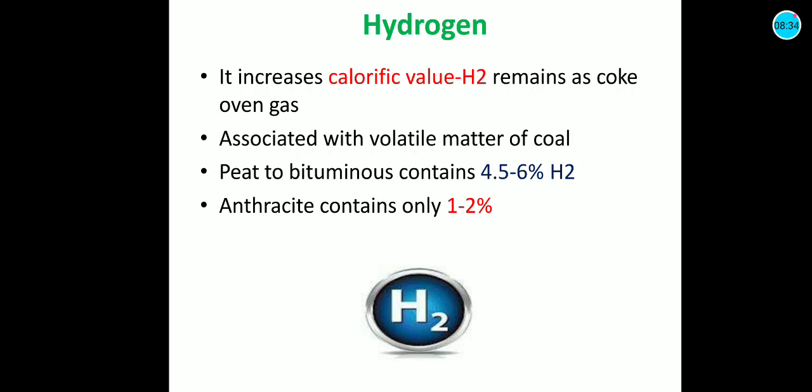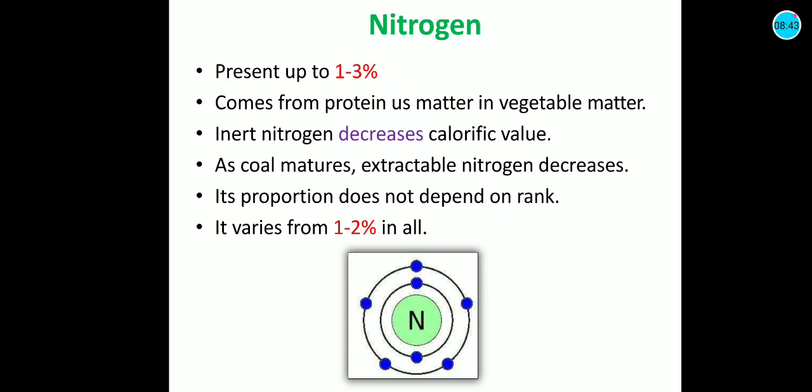Bituminous coal contains 4.5 to 6% hydrogen. Okay, then anthracite contains only 1 to 2%. Then nitrogen, present up to 1 to 3% of nitrogen. It comes from protein matter in vegetable matter.